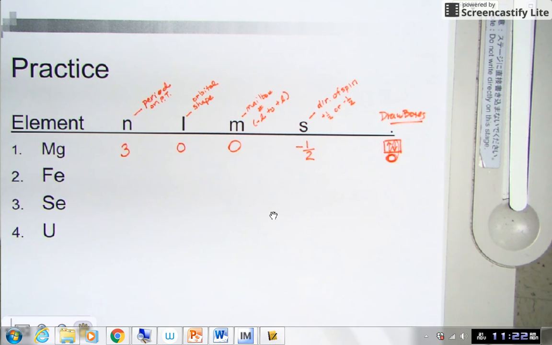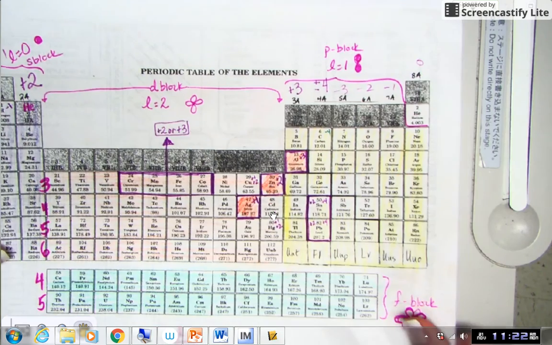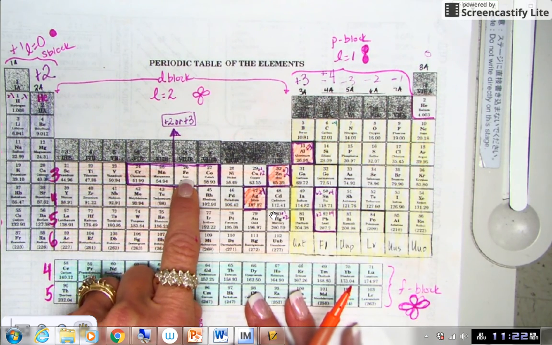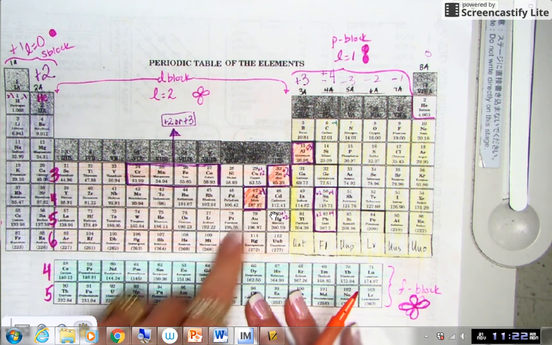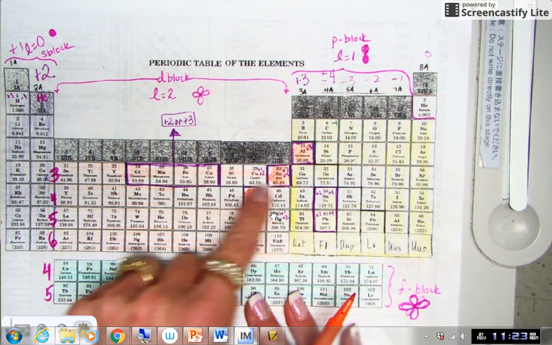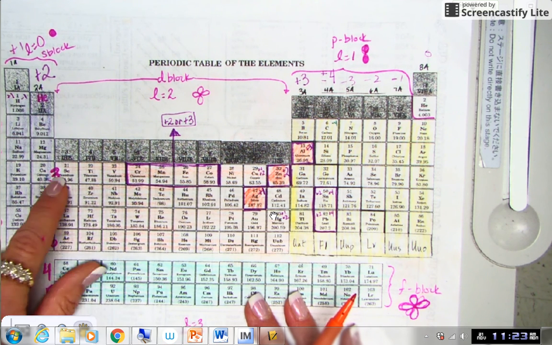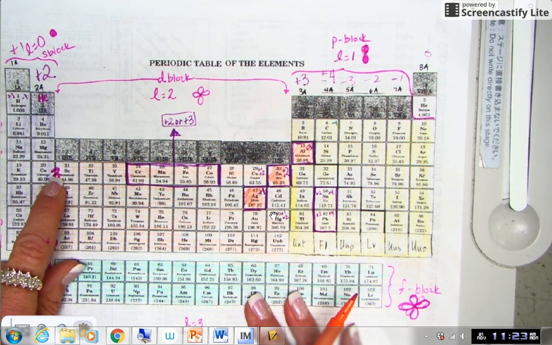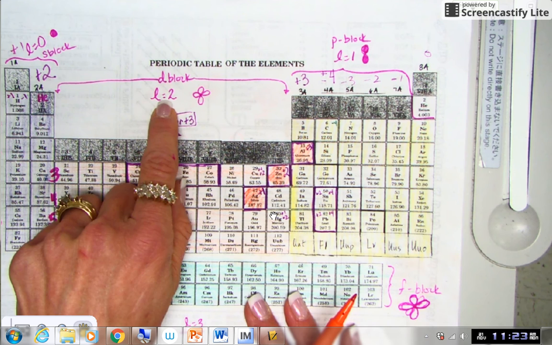Let's look at the next example, iron. Okay, so find iron on the periodic table. Iron is here. He's in your transition metal family, which is your D block. All right, let's do our N quantum number first. Remember, N is your energy level. So find your energy level. Remember, the D's are off by 1, so the D's are numbered 3 here. Okay, so N is 3. He's a D orbital, so L is 2.